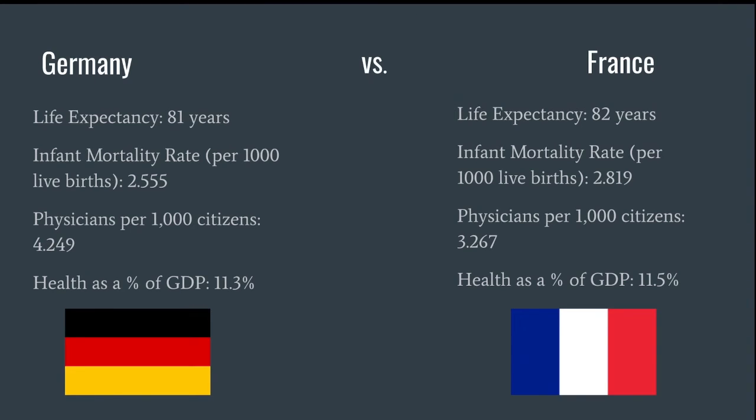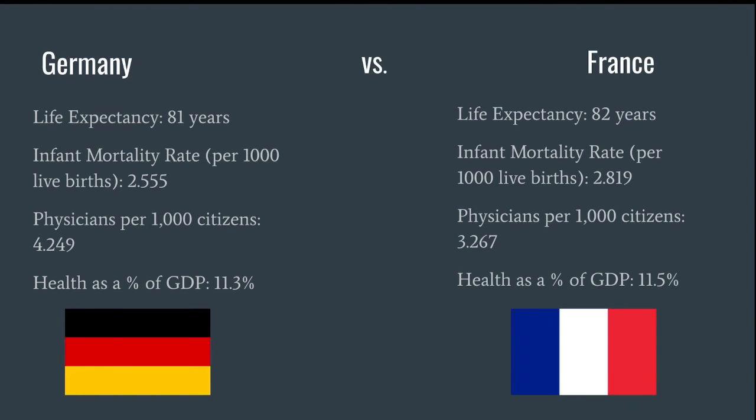Next, I'll be comparing Germany's public health with other countries. First, the life expectancy in Germany is 81 years. The infant mortality rate per 1,000 live births in Germany is 2.555. The physicians per 1,000 citizens in Germany is 4.249, and the health as a percent of GDP in Germany is 11.3%.